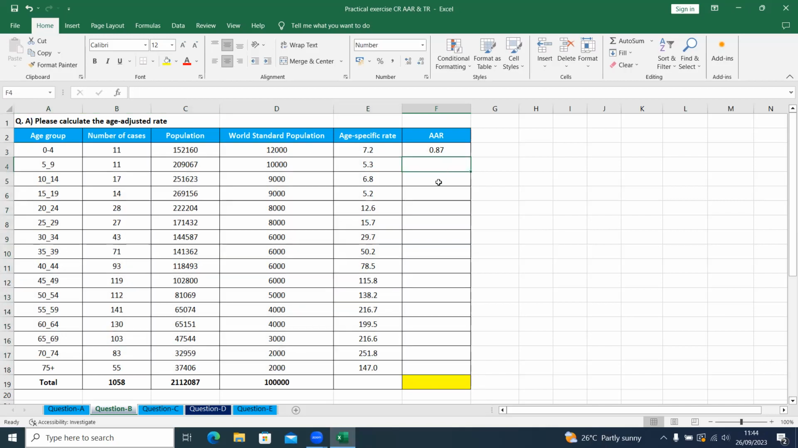Now here I will do it for the 5 to 9 age group. That is age specific rate 5.9 into 10,000, that is the world standard population. I just select the cell, divided by 1 lakh. Why 1 lakh? Because the addition of this world standard population is 1 lakh. I just mentioned this formula till the age group 75 plus.